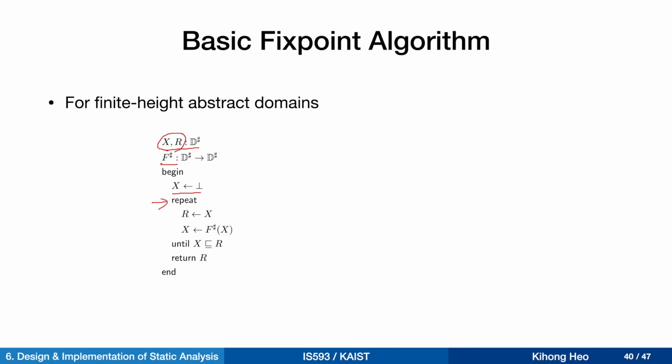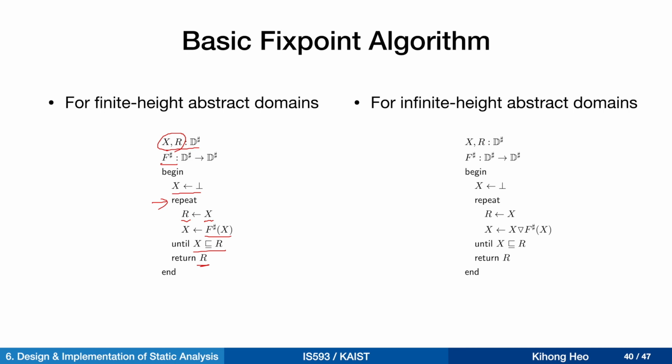In the loop, it saves the old result from the previous iteration to this variable r, and computes a new result by applying the abstract semantic function. Then we check if it is a fixed point or not. If the newly computed outcome is less than or equal to the old one, it returns the old one. Very simple. But what if the domain has infinite height? Then we can simply extend the old algorithm to use widening. Here is the only difference, to compute the new x with widening, and all the other parts are the same as before.